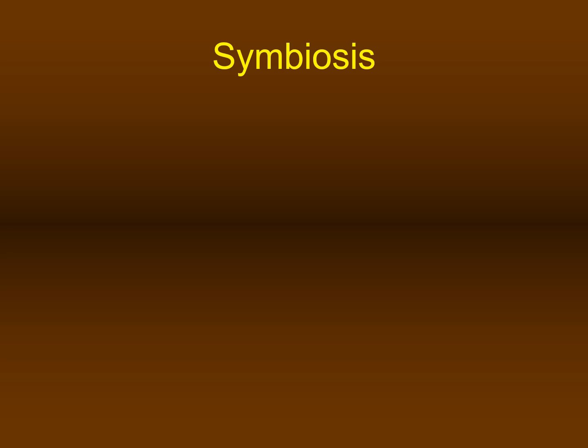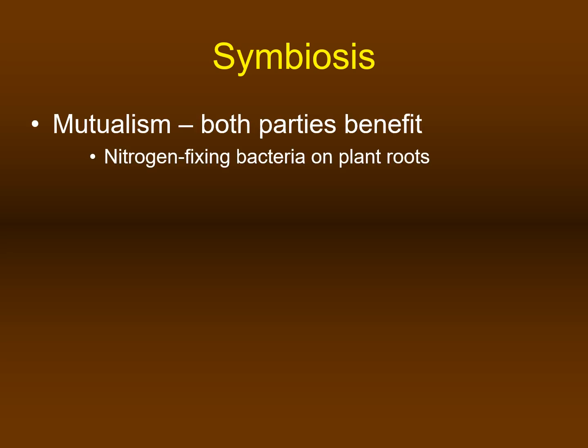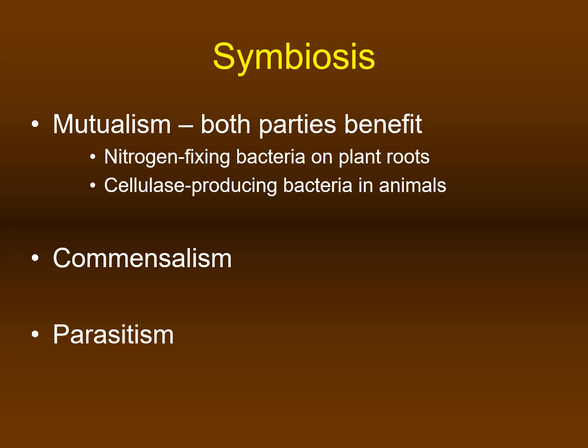Many prokaryotes live in symbiosis. Symbiosis is pretty much living together. So in the case of symbiotic relationships, they can be mutualistic when both parties benefit, for example, nitrogen-fixing bacteria that deliver nitrogen to the plants, or bacteria that produce an enzyme called cellulase, allowing animals to digest cellulose.